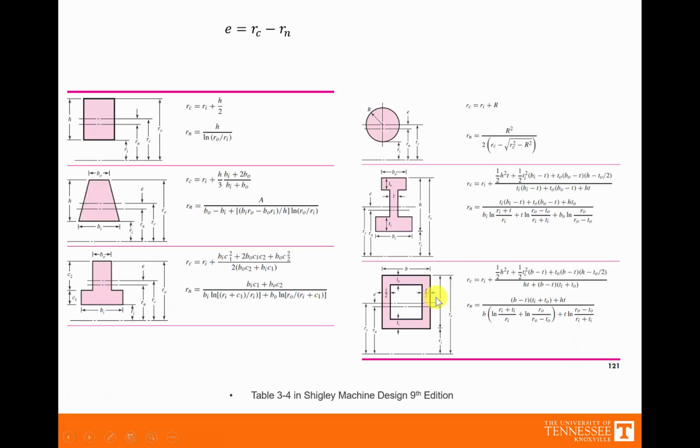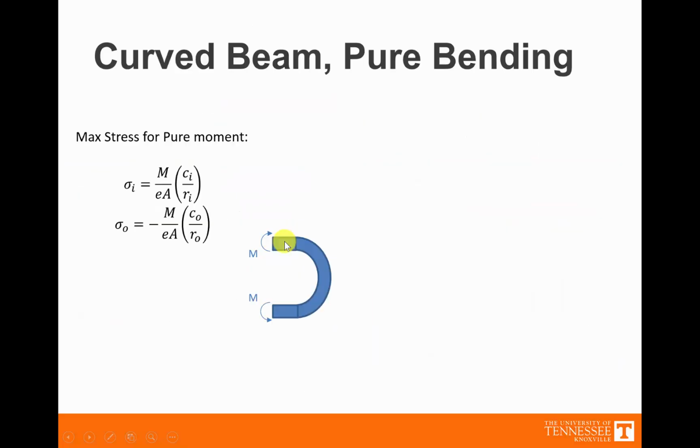So now, using this table as a guide for when we have things like I-beams or circles or rectangles or whatever shape that we have, we can consider a curved beam. So in this case being shown, the curved beam only experiences a moment. Okay, so there's a moment that's twisting the edges of the beam, causing a pure moment stress inside the curved part of the beam.